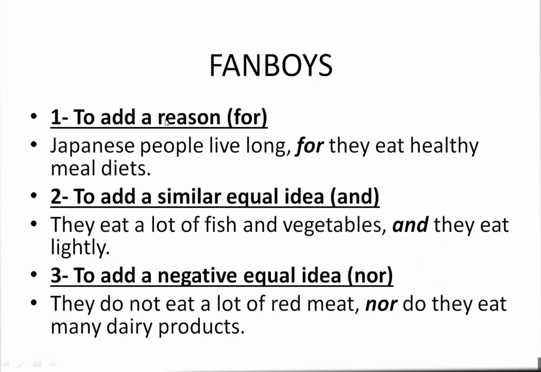Now, let's take each one of these coordinating conjunctions and understand what it means and how to use it. Okay, the first one, for, we use it to add a reason. Like when you say, for example, Japanese people live long, for they eat healthy meal diets. The word for means because. You could actually replace the word for with the word because. But if you do that, you're going to remove this comma.